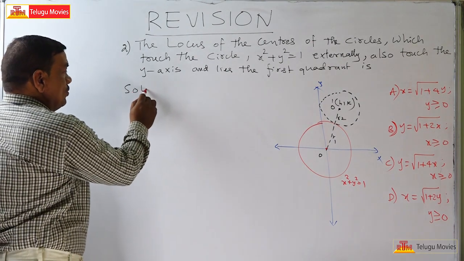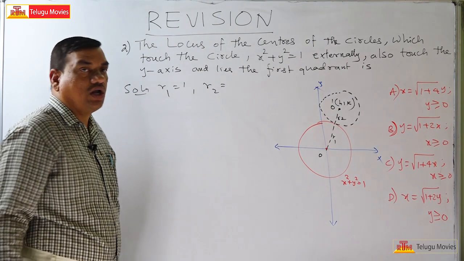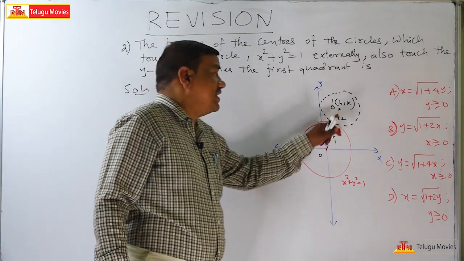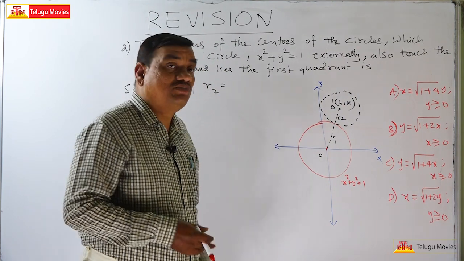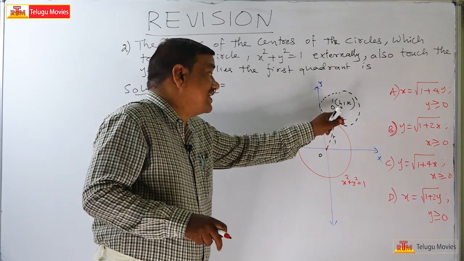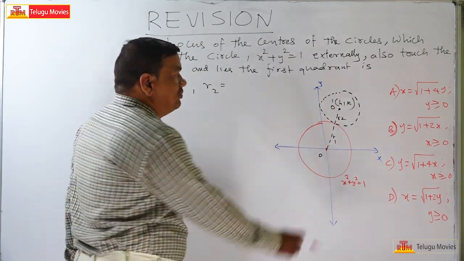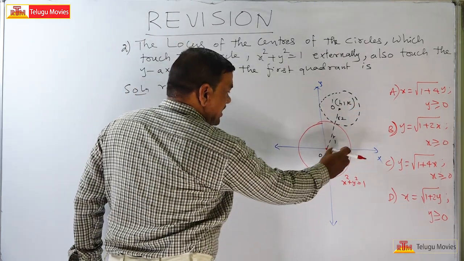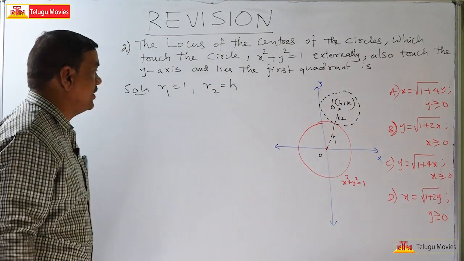Now let us see the solution. R1 is equal to 1. What is R2? If you see that the circle is touching the y-axis, what does that mean? The x coordinate of the center will become the radius. So this is h and it is k. Therefore, R2 is equal to h. That is the important point.